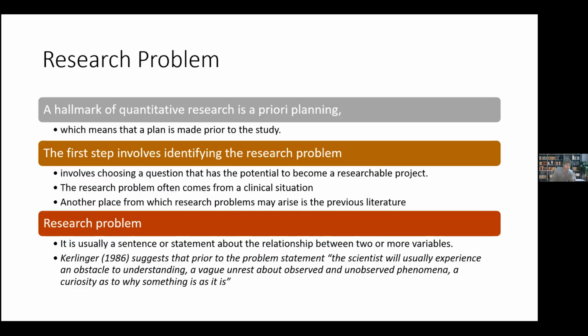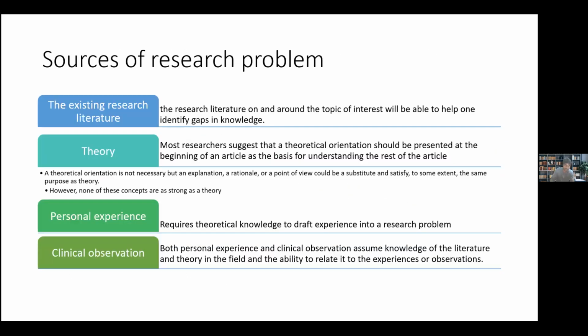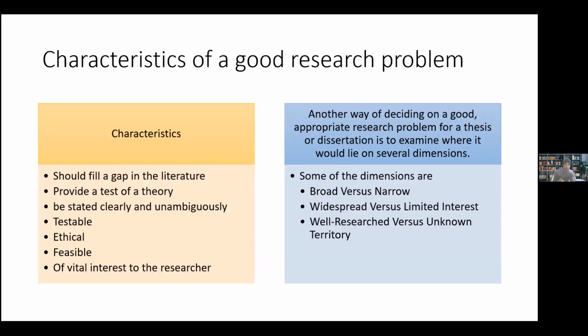So we know what a research problem is, and we also know what the sources of research problems are. Okay? So there are also characteristics of a good research problem, as in it has to be framed in a particular way. It should not be too broad. It should not be too narrow. Okay. So these are the characteristics of a good research problem. So one is that it should fill some gap in literature.